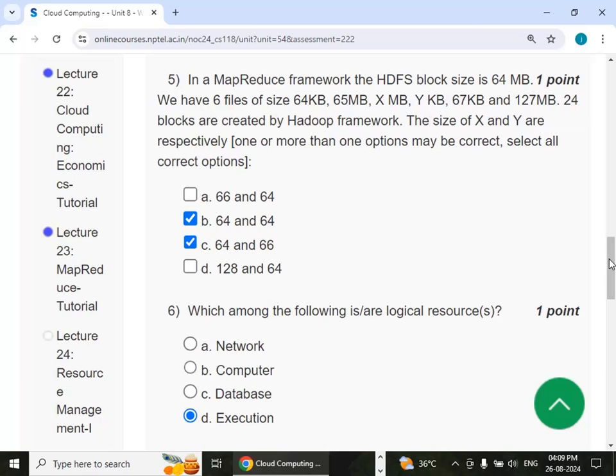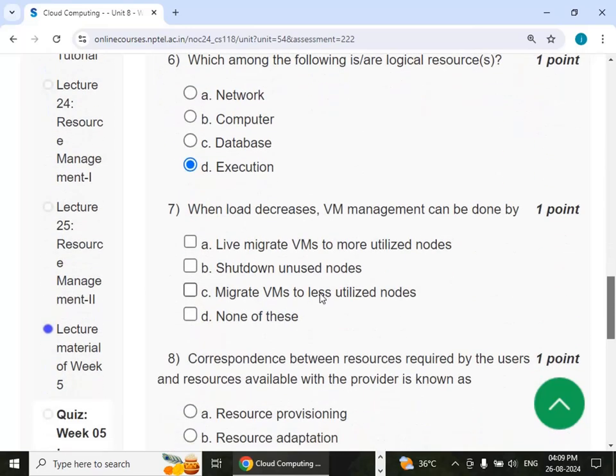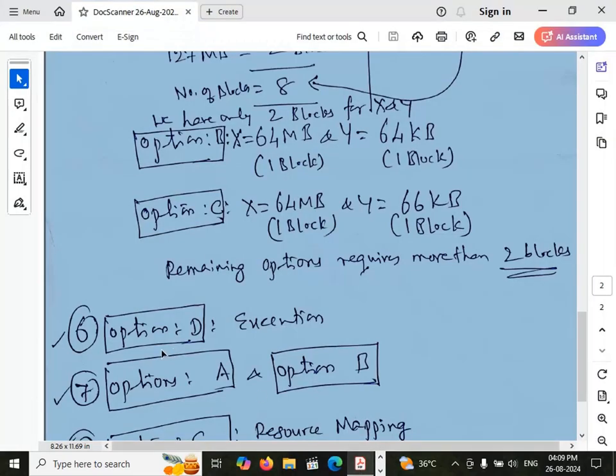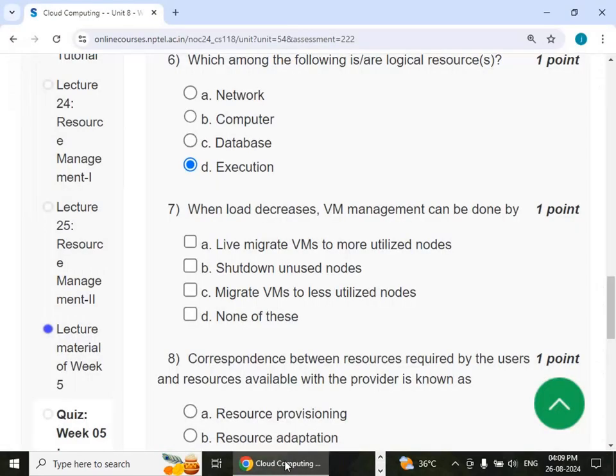Seventh question. Seventh, when load decreases, VM management can be done by. Seventh one is option A as well as option B. A and B. Option A, live migrate VMs to more utilized nodes, then shut down unused nodes.